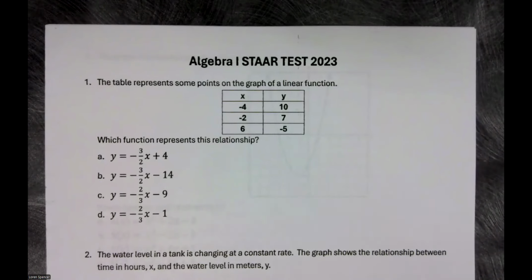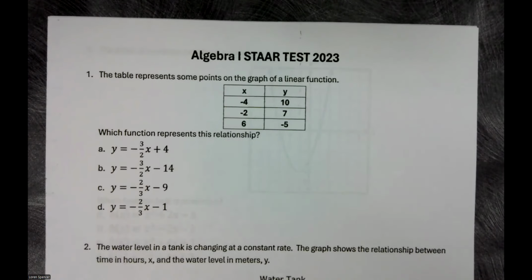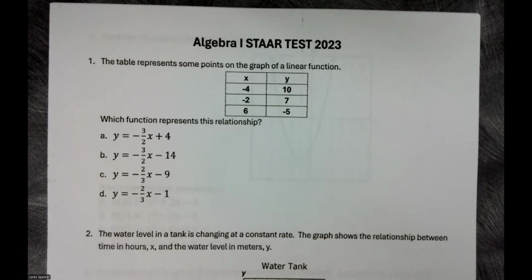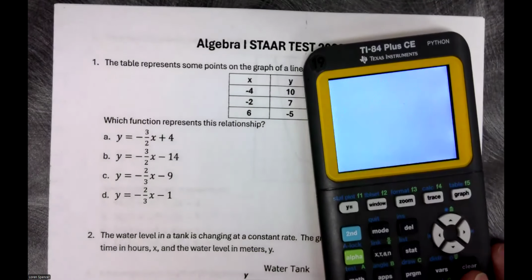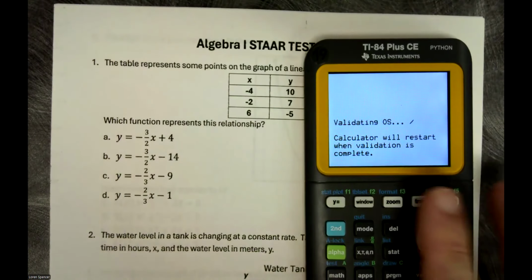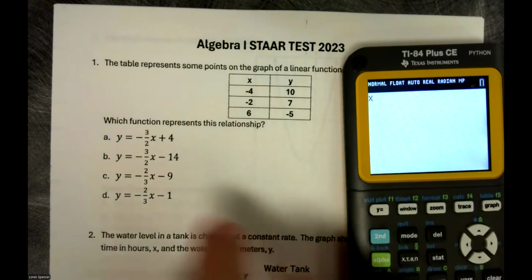So the table represents some points on the graph of a linear function. Which function best represents this relationship? Well, we're going to approach this by Desmos, but I'm also going to use the calculator to supplement. You can do this on Desmos as well, but I'm going to use the calculator to help me out.